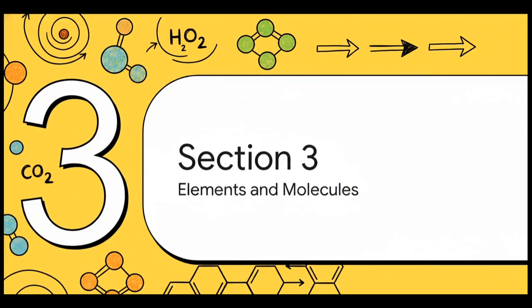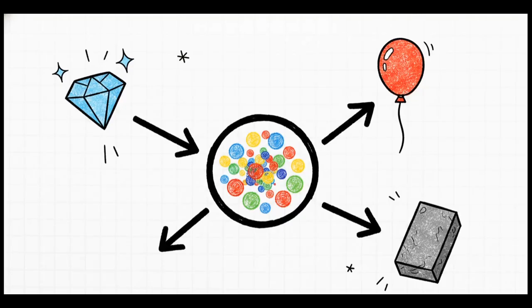Which brings us to Section 3, making elements and molecules. Let's look at the rules of assembly. How exactly do these basic ingredients combine to create our incredibly diverse world? Well, it all comes down to the ultimate rule of the universe's blueprint. The number of protons determines which element an atom is. That's it. That single number is the ultimate identity maker. Just by changing the count of protons in that tiny central nucleus, you completely change what the element actually is.